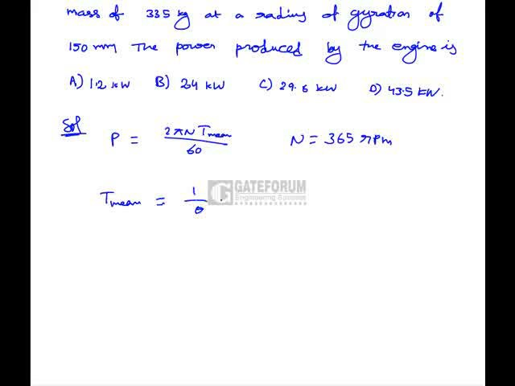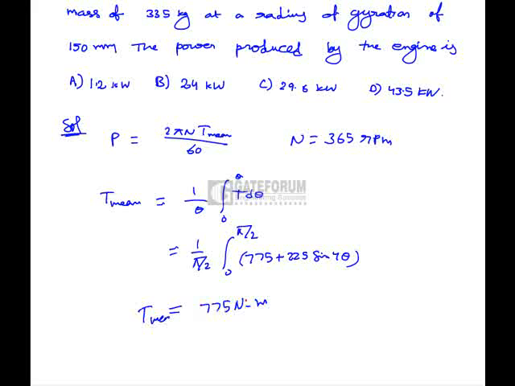So generally we represent it as integral from 0 to theta of T d theta. Which gives 1 by pi by 2, integral from 0 to pi by 2, of 775 plus 225 sin 4 theta. On simplification of this equation, we get T mean is equal to 775 Newton meter, and the power produced by the engine is equal to 2 pi into 365 into 775 by 60. Which gives a value of 29.6 kilowatts. So in the options, the right option is C. C is the right answer.